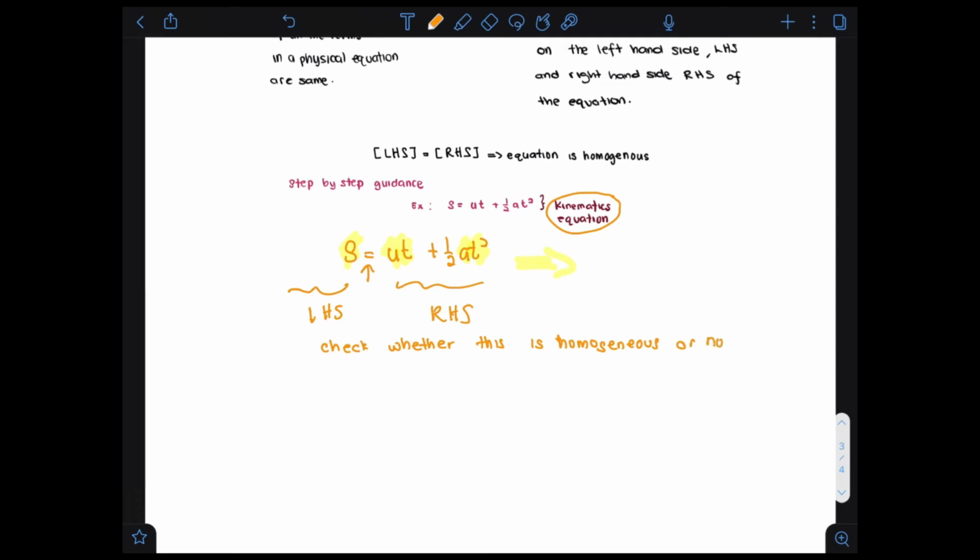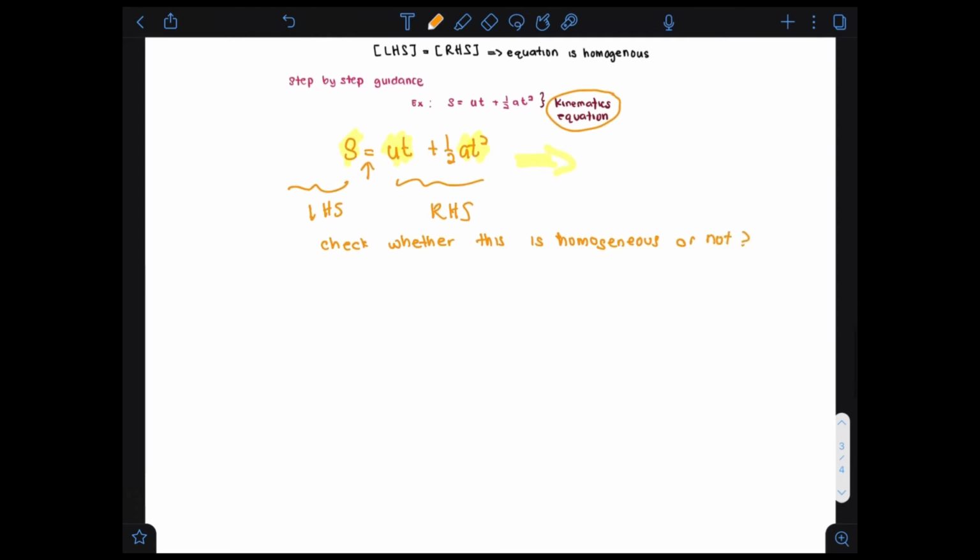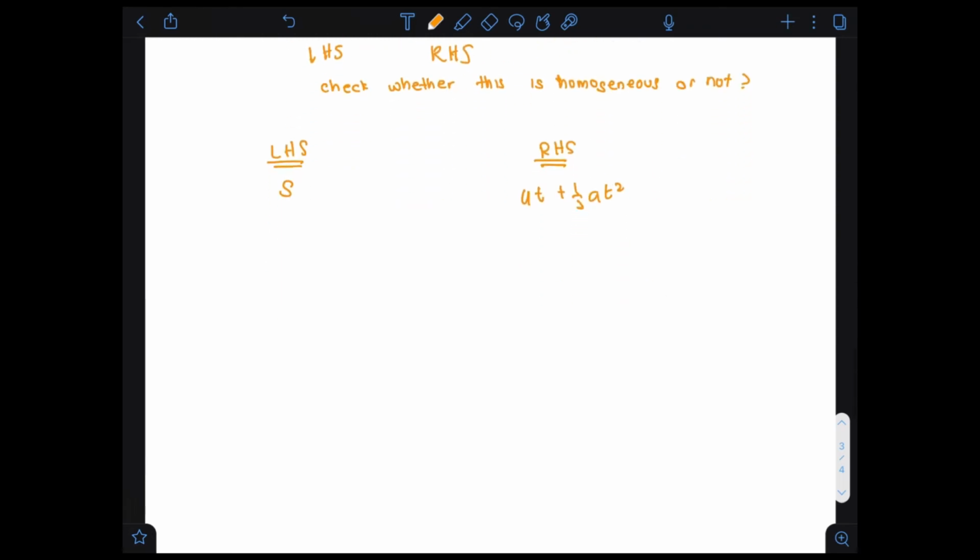Homogeneous or not. Okay, kita nak check dia homogeneous ataupun tidak. So what you are going to do is you're going to split the equation into left hand side and right hand side. So dekat left hand side kita ada S lah kan. Dekat right hand side kita ada UT plus half AT square. This is what you have.